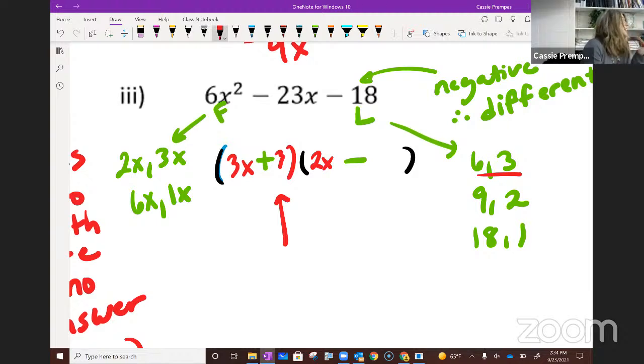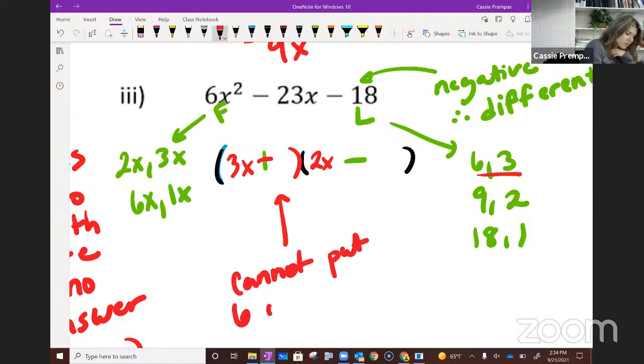No, because that would create a GCF. Come on, you guys are not listening. It's all good. It's the end of the day, so let's just write it so you can come back to it. You cannot put 6 or 3 in with 3x. So it has to be 2, and then you have 9.